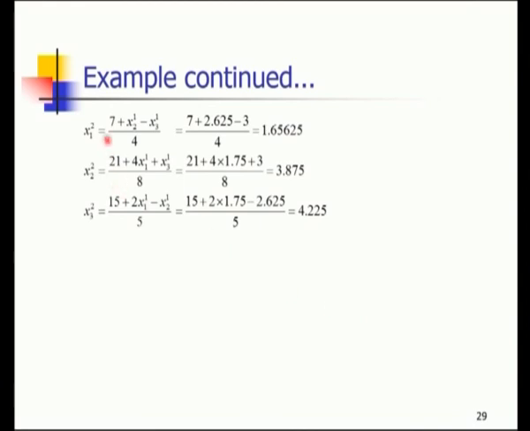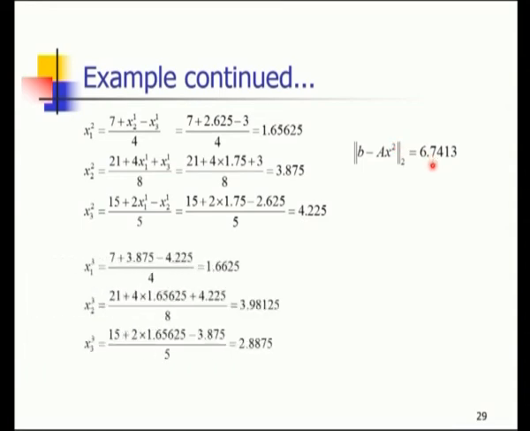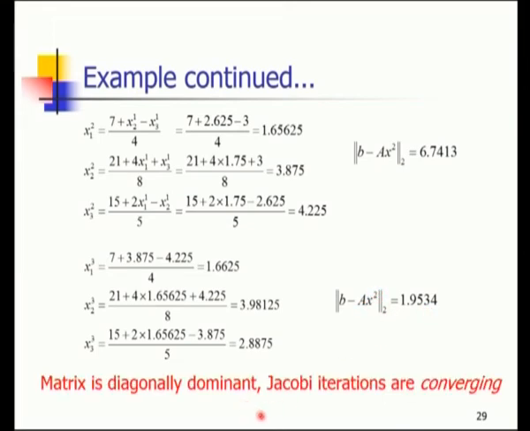Now, the second iteration is performed. Now, the residual value is reduced. What is the residual? The right hand side minus A x at the kth iteration gives the error, the residual value. Now, it is reduced, and for the third iteration the residual value is still further reduced. Actually, it should be A x3, and the matrix is diagonally dominant, so the Jacobi method iterations are converging.